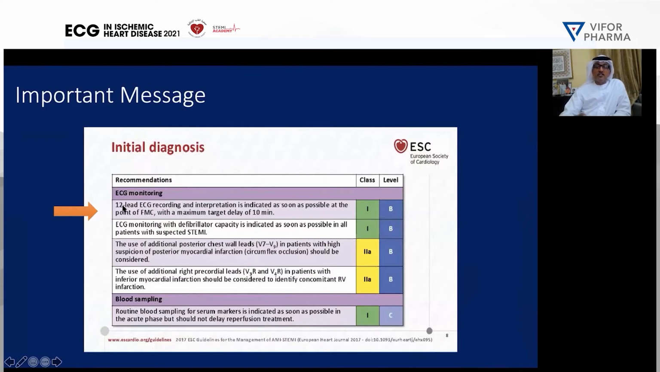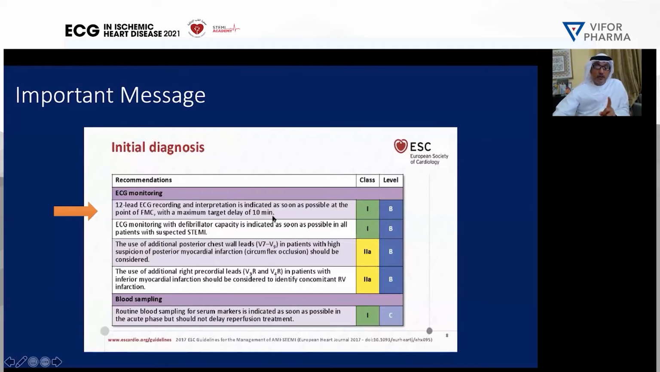So a few messages that I thought are relevant and important to know. 12-lead ECG recording and interpretation is indicated as soon as possible. This is the European Society of Cardiology guideline, and if you go to the American Heart Association and American College of Cardiology guidelines, or any other international society that you want to follow, an ECG for chest pain patients should be done within 10 minutes from the time they walk into the emergency department, or from the time they say they have chest pain.